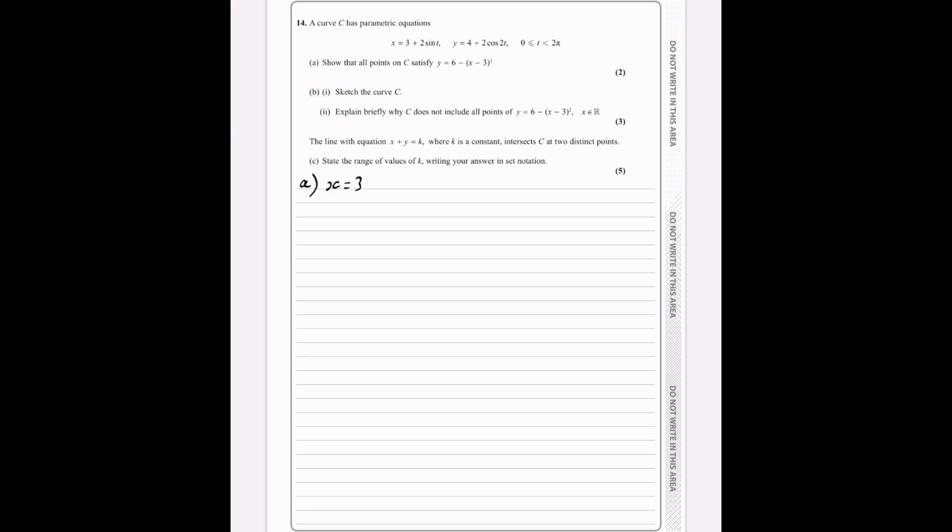So we're coming up with the Cartesian version of the parametric equations. The first thing I'm going to do is do a little rearrangement of the x coordinates: bring the 3 onto the left and divide by 2. So sine of t will be (x minus 3) over 2. Then taking the equation for the y coordinates, that's y equals 4 plus 2 cos 2t.